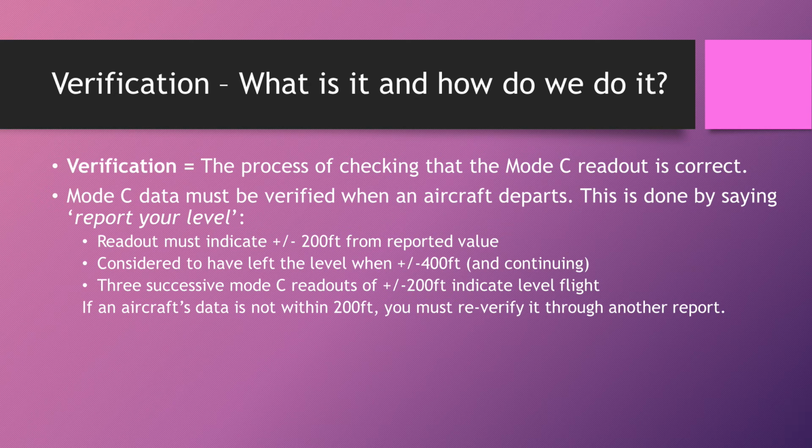Some more points on Mode C data while we're here. An aircraft is considered to have left a flight level or an altitude when their Mode C is plus or minus 400 feet and continuing. So let's say an aircraft's at flight level 70, they start a descent. When they're passing flight level 66 and continuing down, flight level 70 is deemed to be vacated. And finally, 3 successive Mode C readouts of plus or minus 200 feet indicate level flight.